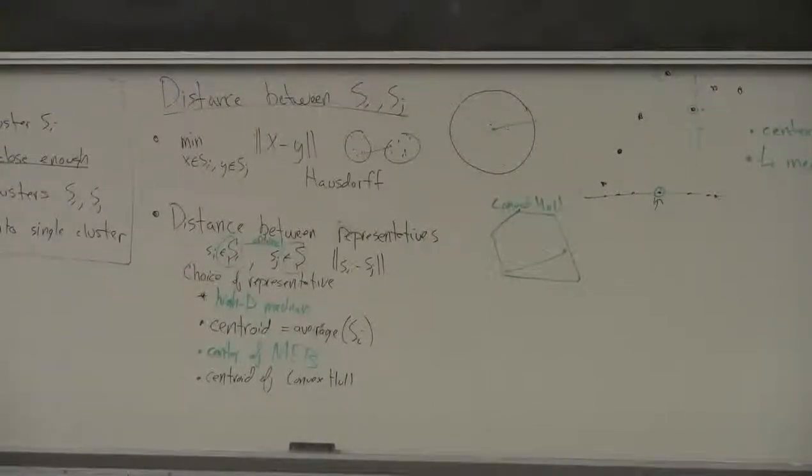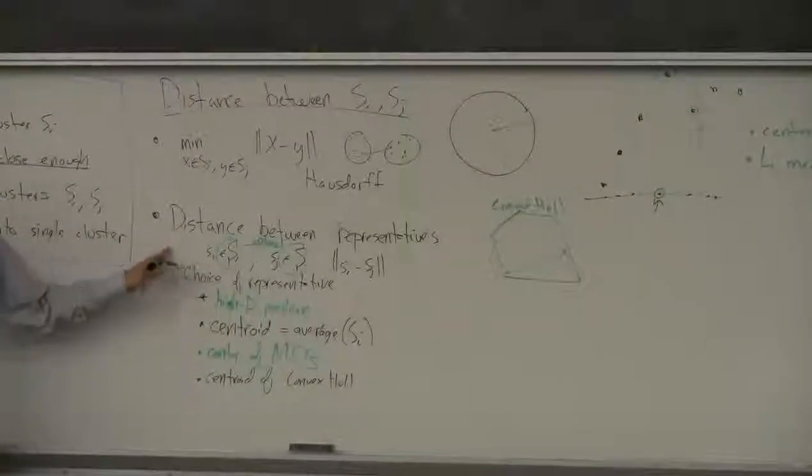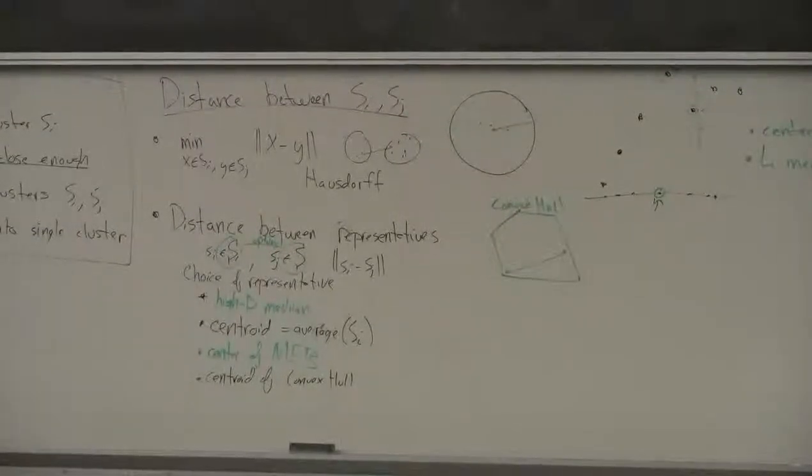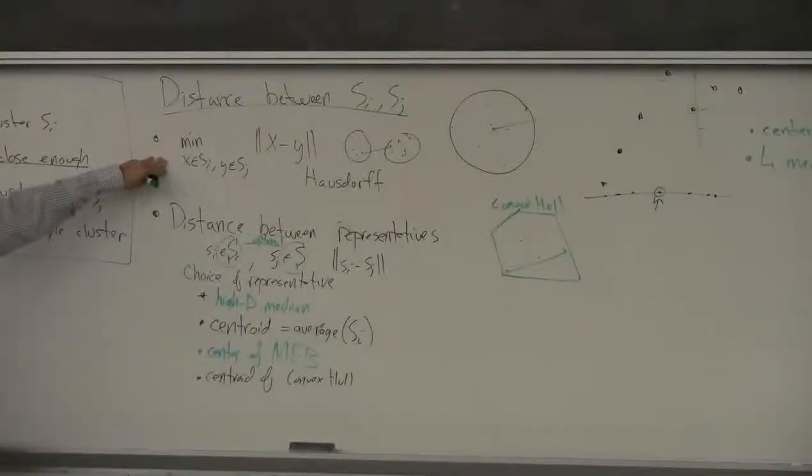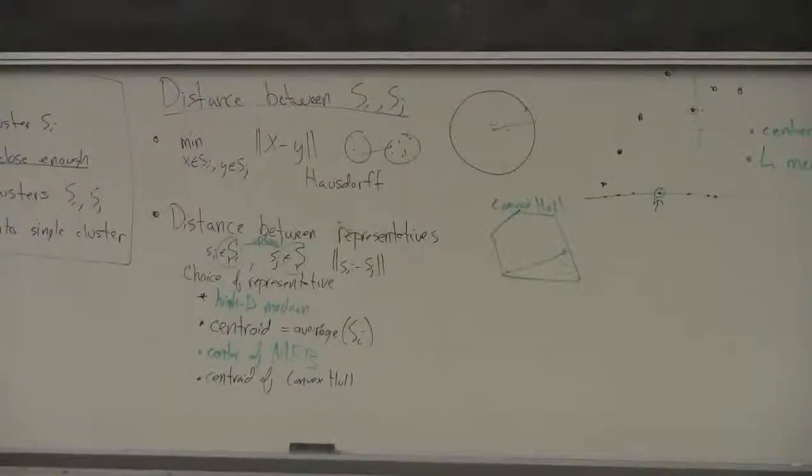Okay, so we can use these representatives, but we don't need to use these representatives. You can also define other sorts of distances between the sets. One of them was this Hausdorff distance. But there could be other distances as well.